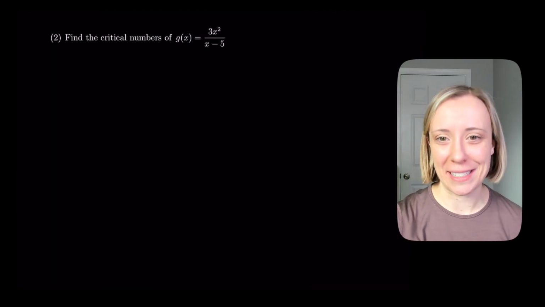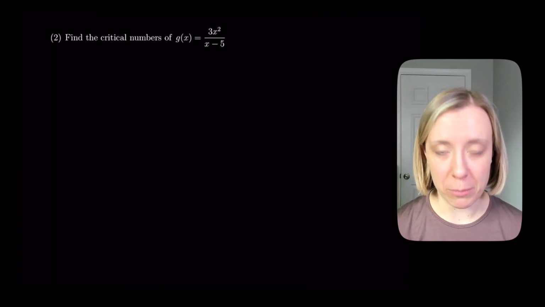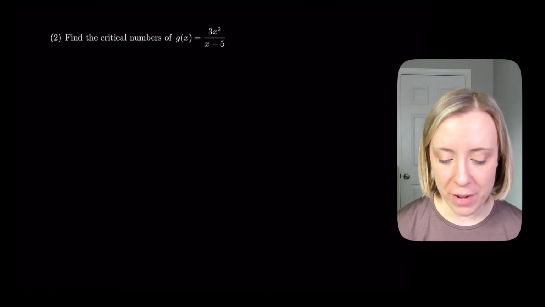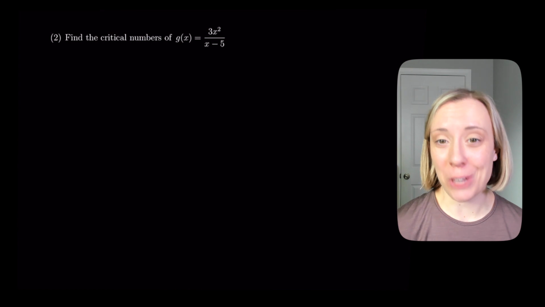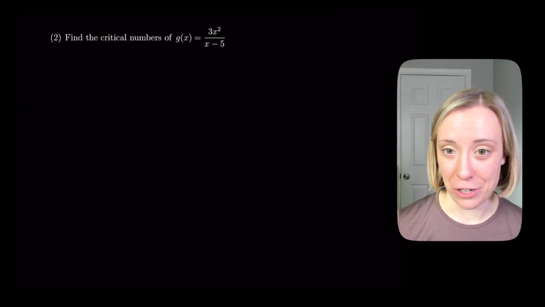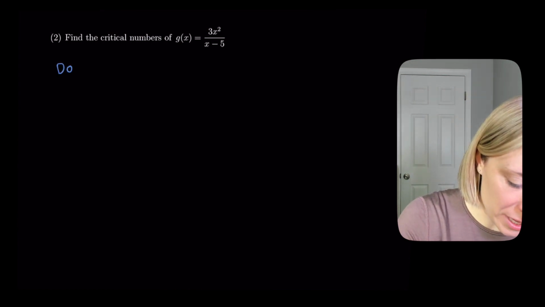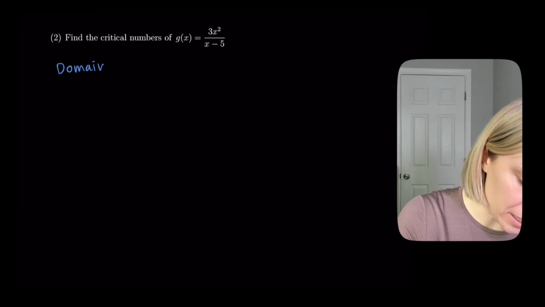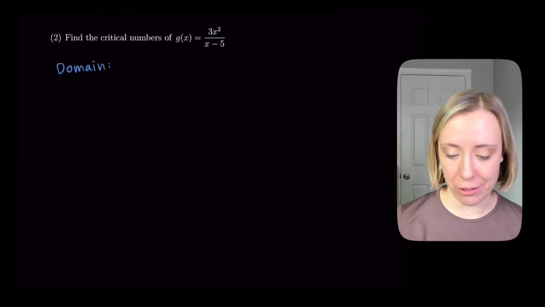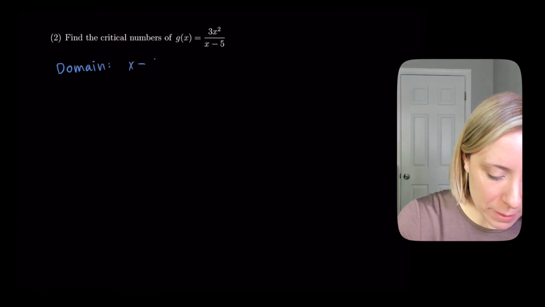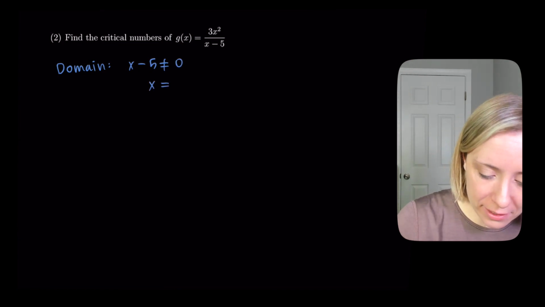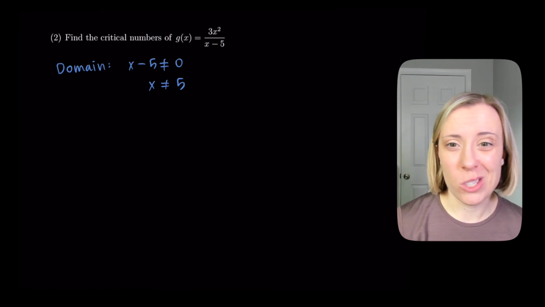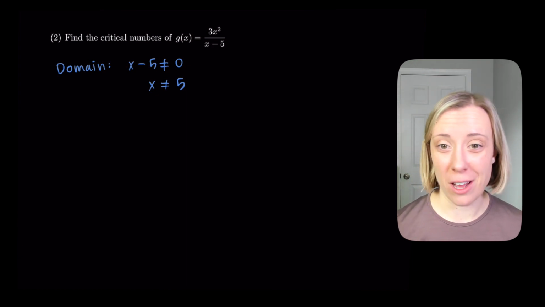Okay, let's do the next example. Let's find the critical numbers of g of x equals 3x squared over x minus 5. So again, let's start with the domain. I just think this is a good thing for us to do. Here, the domain is a little easier. We just can't divide by 0. So we need x minus 5 to not be equal to 0, and so that is x not equal to 5.